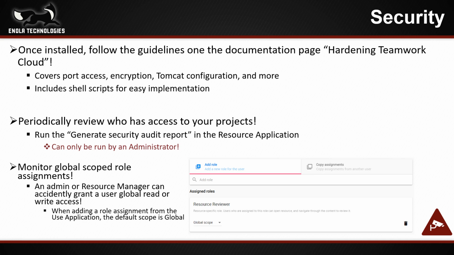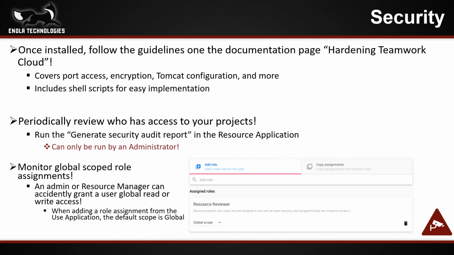And speaking of access, you've got to monitor global scoped role assignment. So in Teamwork Cloud, you can assign several of the roles in three different scopes now. Either at the resource level, so I grant a user read access to a model. At category level, let's say I give a user read access to every model in a particular category. Or global, which means I would grant users read access to every model in Teamwork Cloud. And that latter is where the problem lies.